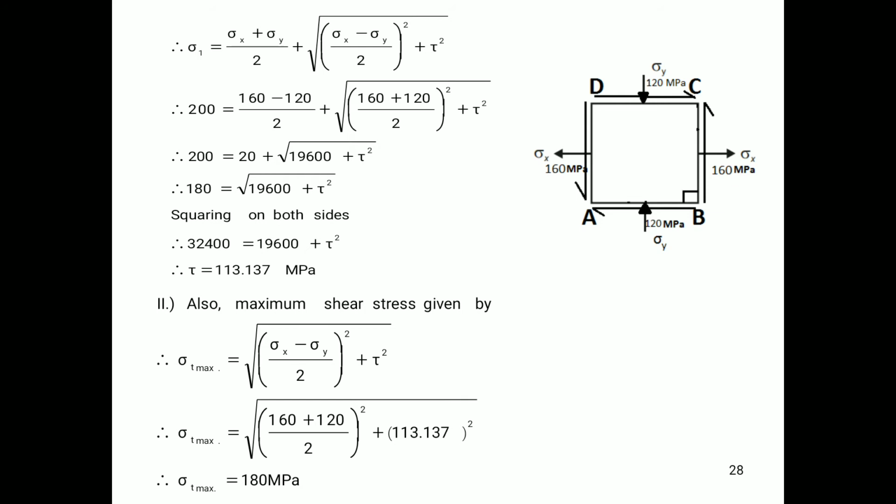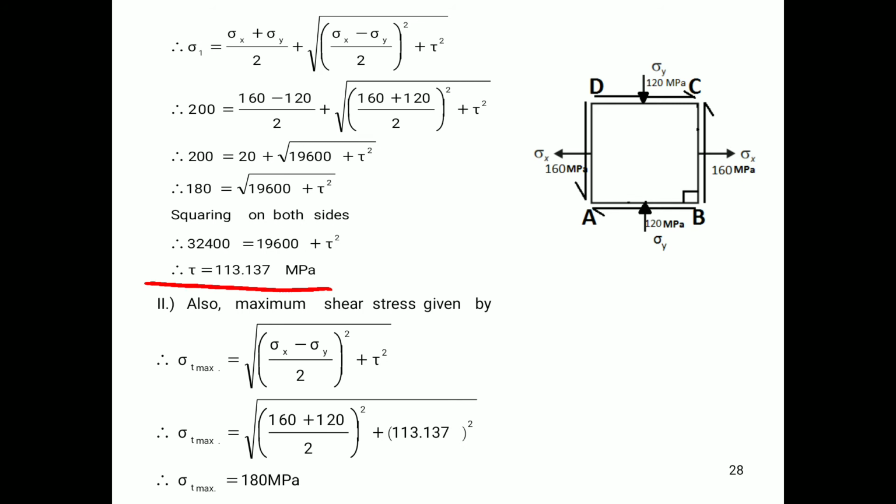So we have the value of sigma 1 as 200, sigma x is 160, which is tensile in nature, and sigma y is 120, which is compressive, therefore negative. So 200 equals 160 minus 120 divided by 2, plus the square root of 160 plus 120 divided by 2 whole squared plus tau squared. As we have to find the value of tau, we will do the mathematical rearrangement. On solving this equation, we have the value of tau as 113.137 megapascal.